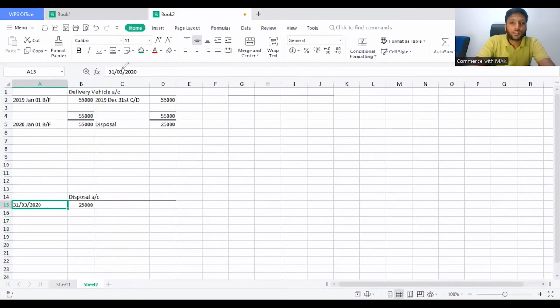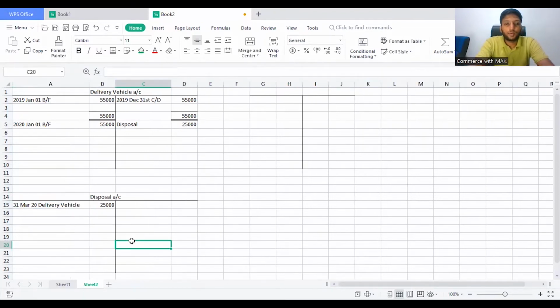From where are we transferring this amount? Under delivery vehicle account. So we can write either 31st 3/20 or 31st March 20. Whatever you feel convenient, guys, you can use the dates. And here I'll write delivery. So from where did I get this? From the delivery vehicle account. Easy as that. So I'm almost done with the sum.